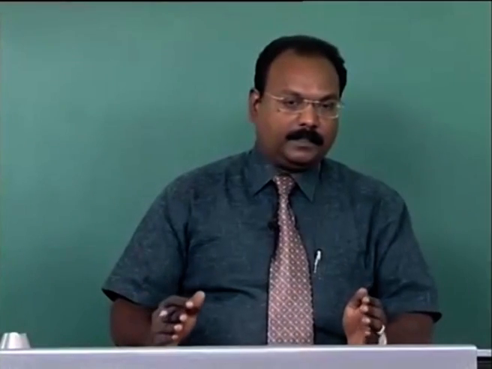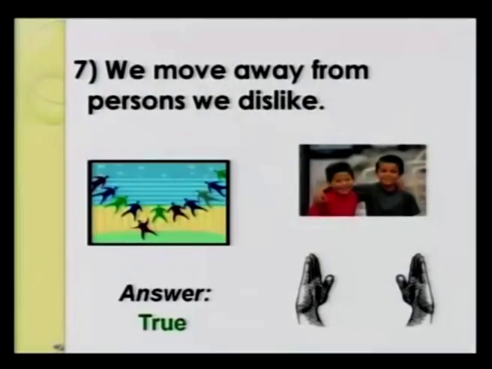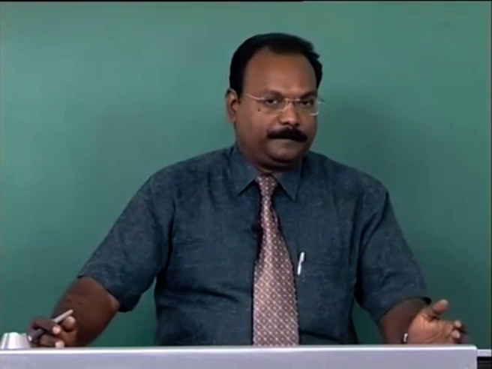So, the face is the best channel for expressing most of the feelings, and that is why it is the most powerful one also. The seventh one, we move away from persons we dislike. Let us look at the implication that is given here, which will actually make the answer true. The implication is that yes, of course, we move close to the persons whom we like.